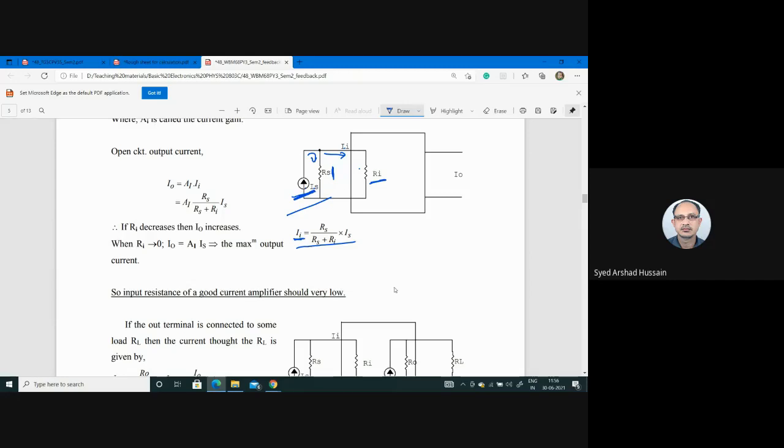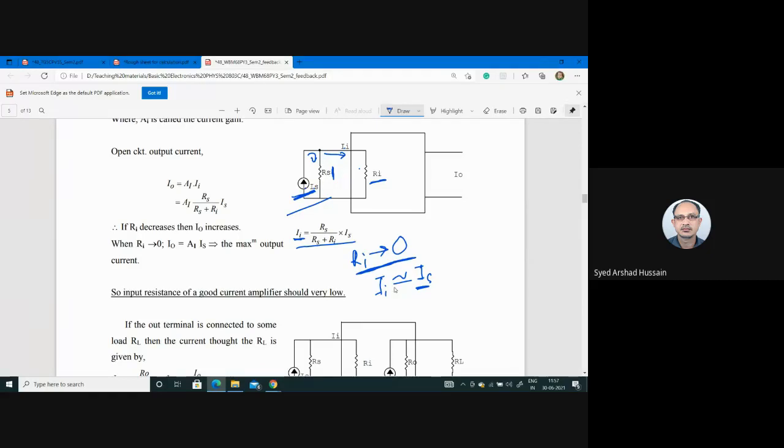Now from this expression, we see that if Ri tends to 0, then II is almost equal to the external IS, and that means all the external signal is received by the amplifier at its input, and it's amplified accordingly. So for a very good current amplifier, your input resistance should be very low.